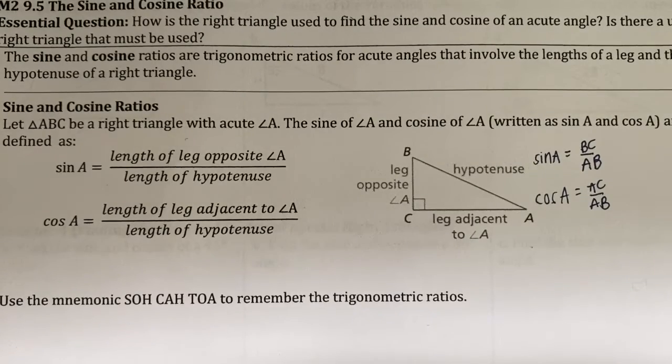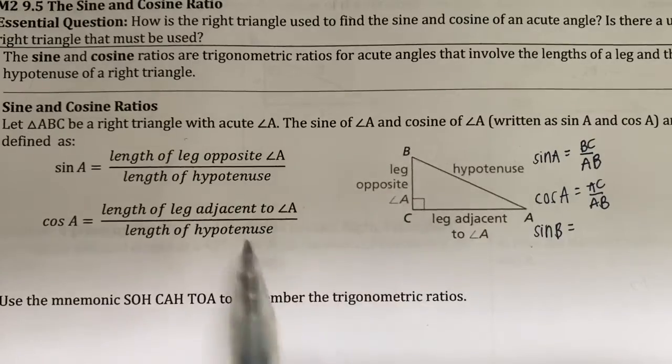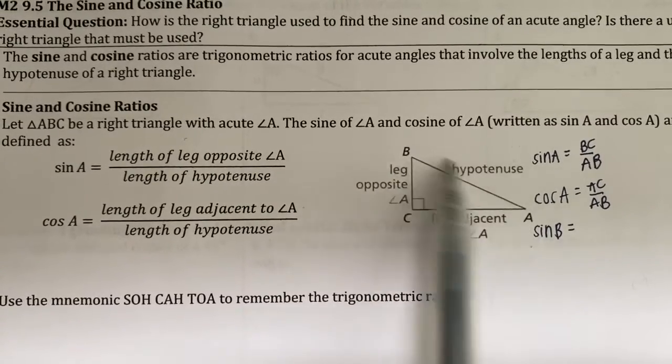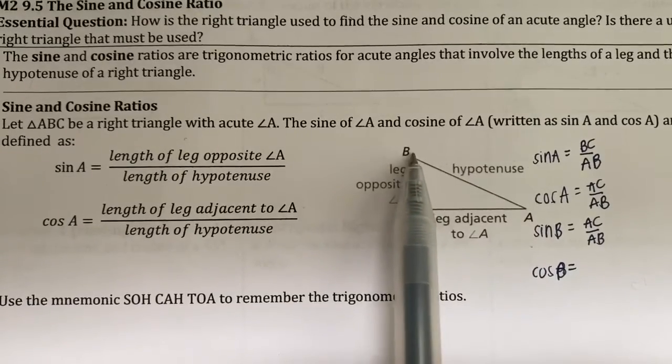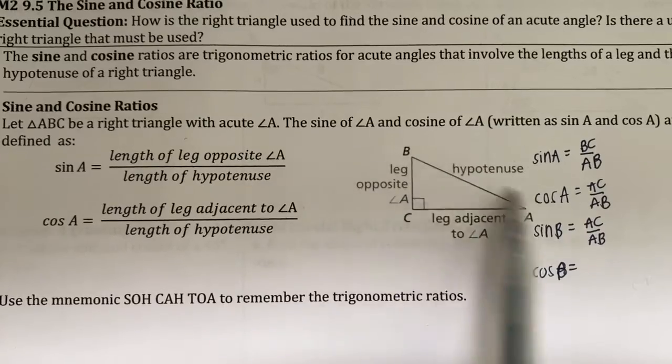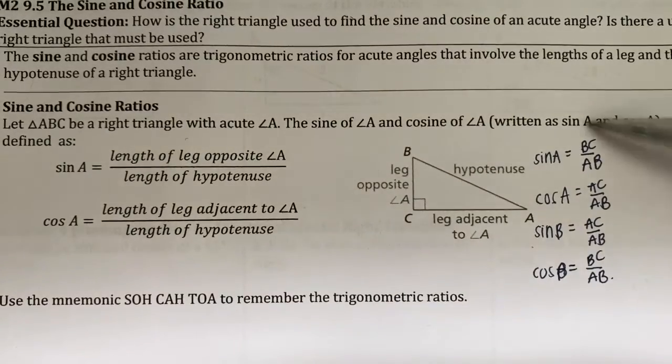We can also find the sine and cosine values of the other acute angle of the right triangle, angle B. Sine of angle B is going to be the opposite over hypotenuse, so AC over AB. Cosine of angle B is going to be the leg that's adjacent to angle B or next to it, BC, over the hypotenuse, AB.